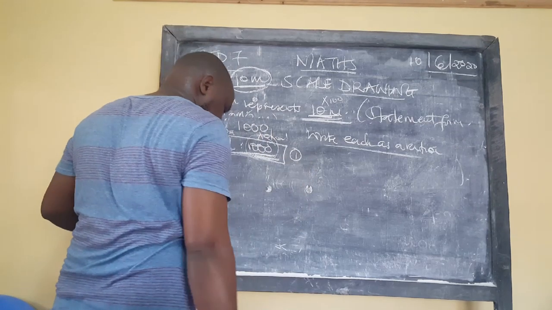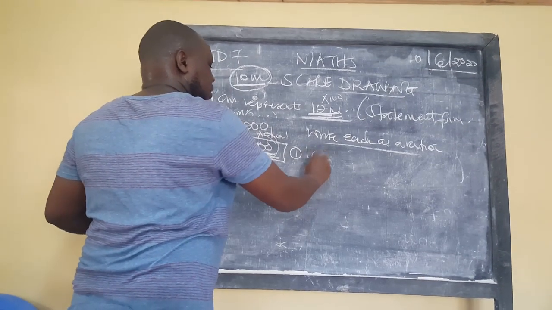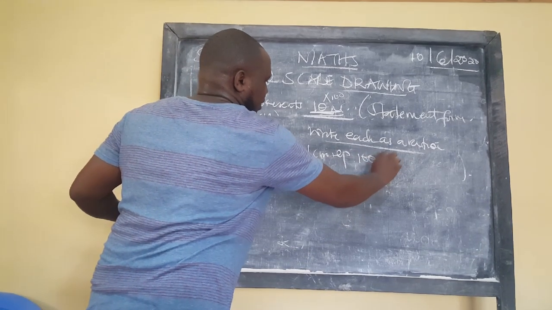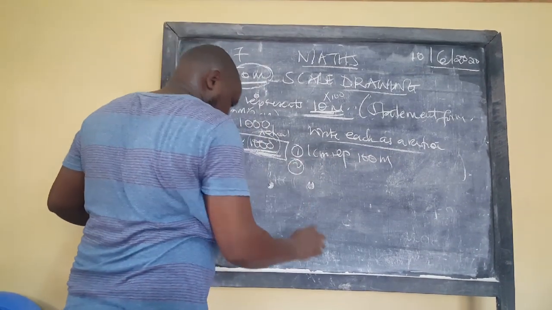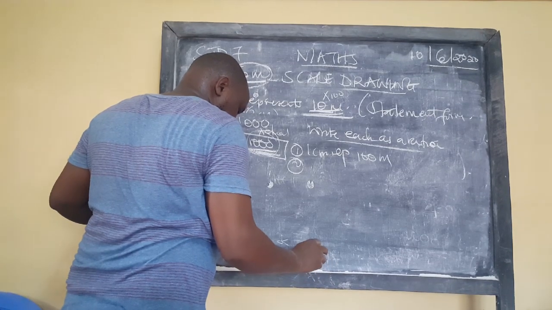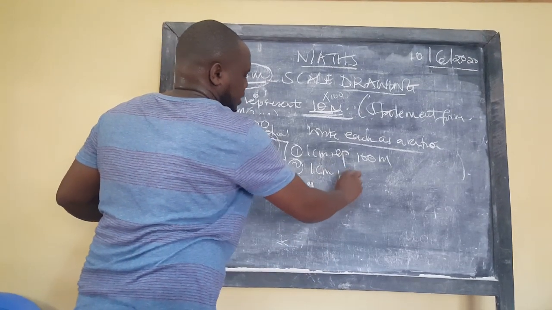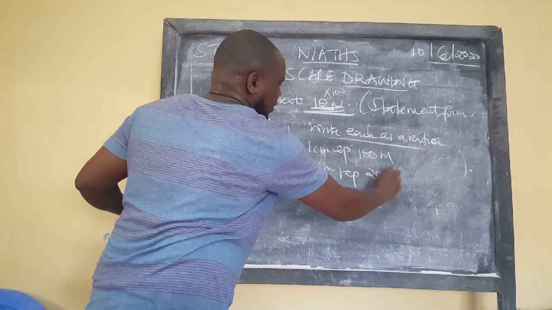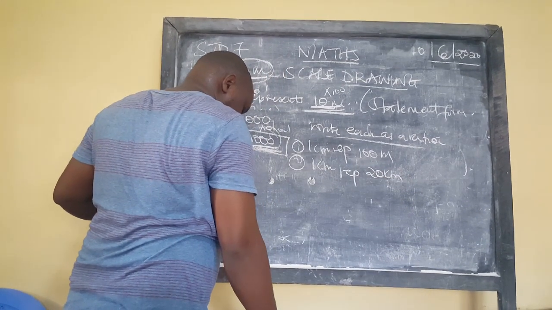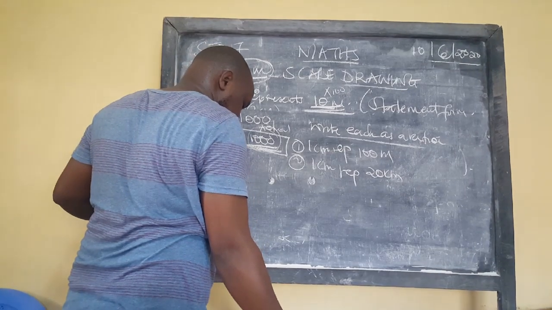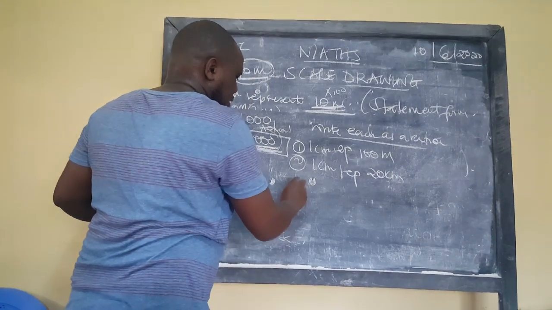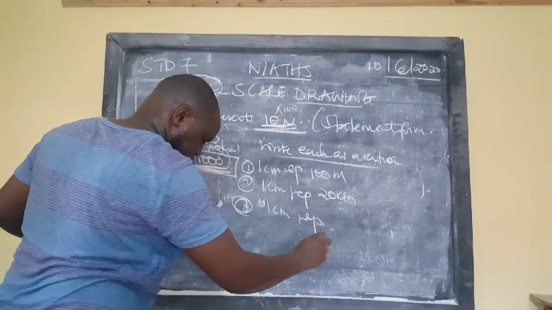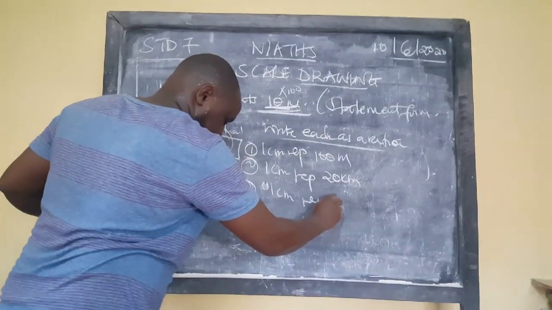Number 1, I'm going to write 1 centimeter represents 100 meters. I'm writing in short form. Then 1 centimeter represents 20 kilometers. Then let me pick another one. 1 centimeter represents 6 meters.